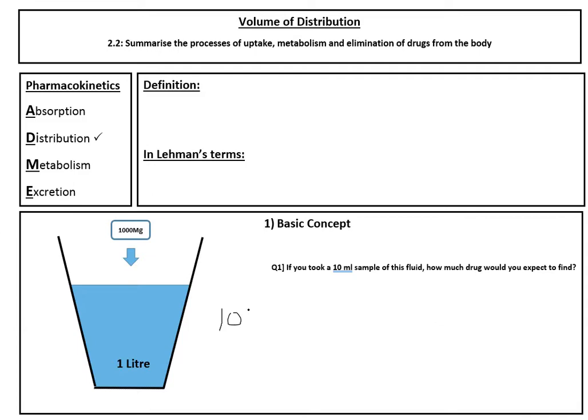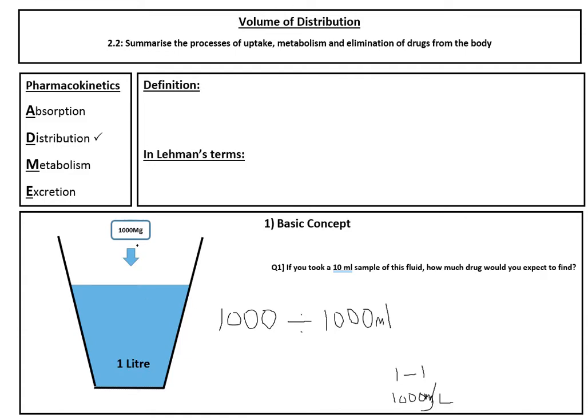So 1,000 milligrams divided by 1,000 milliliters would give us a ratio of 1 to 1. So that would be 1 milligram of drug per milliliter. Okay. We could also write that as 1,000 milligrams per liter. Should I put milligrams there to be technically correct?